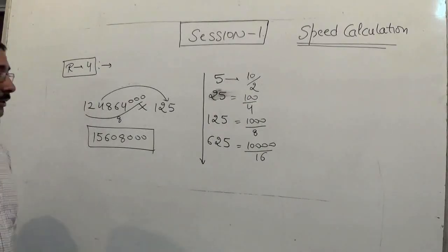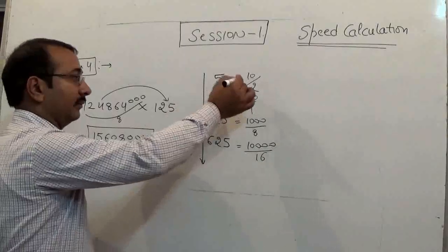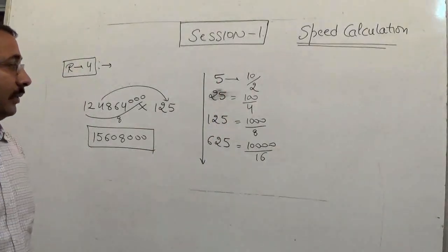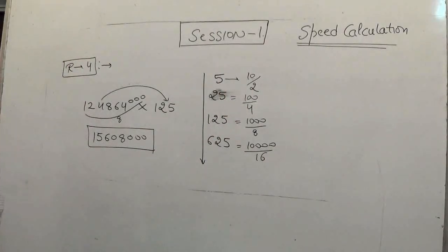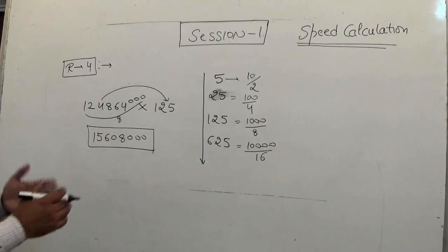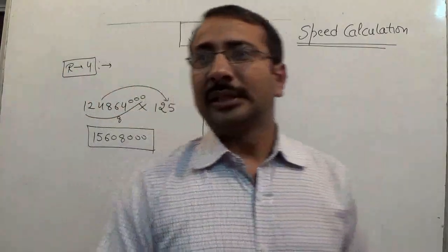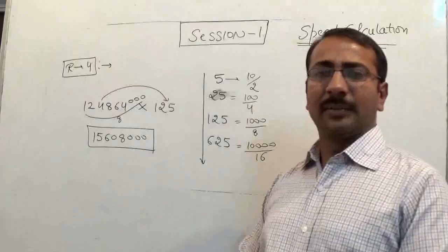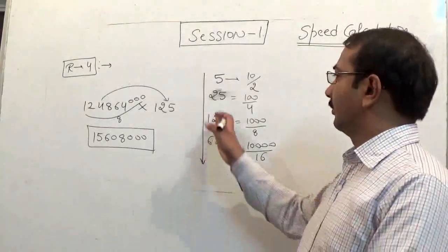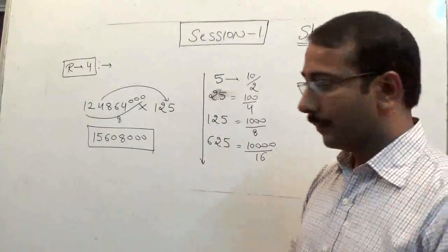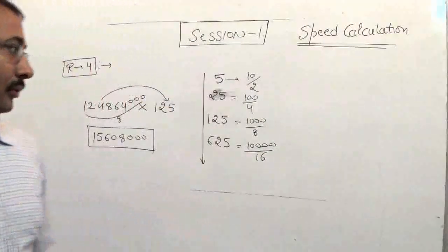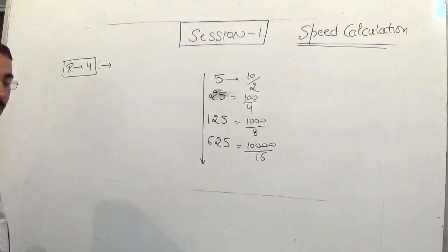Just try to understand it again. We know that 5 could be taken as 10 by 2, 25 can be taken as 100 by 4, 125 is taken as 1000 by 8 and 625 is taken as 10,000 divided by 16. In any question where there is a need to multiply by 25 or 125 or 625, in banking exams and other exams, a number of places you have to multiply your number by 25 or 625. In that case, you apply this approach. We can take one more example here.